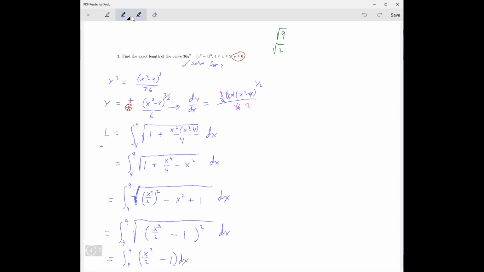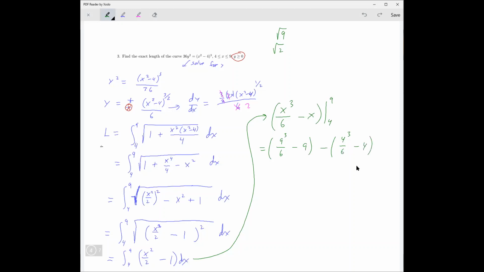Now we go to the next stage, which is to integrate. That's x cubed over 6 minus x, going from 4 to 9. So plug a 9 in, and you have 9 cubed over 6 minus 9. Subtract, plug a 4 in, that's 4 cubed over 6 minus 4. I used the calculator, and I got 635 over 6.